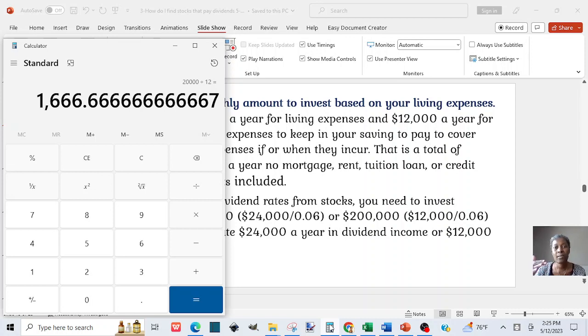That is your basic living expenses or your irregular expenses. And if you times it by 2, it will give you $3,333 that you need to invest every month for 10 years to generate $24,000 a year in dividend income. So as you can see, it is your money you are putting to work. So you are going to invest a lot to generate a stream of income out of it.